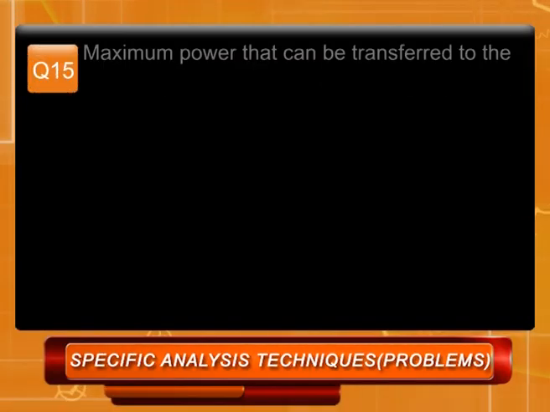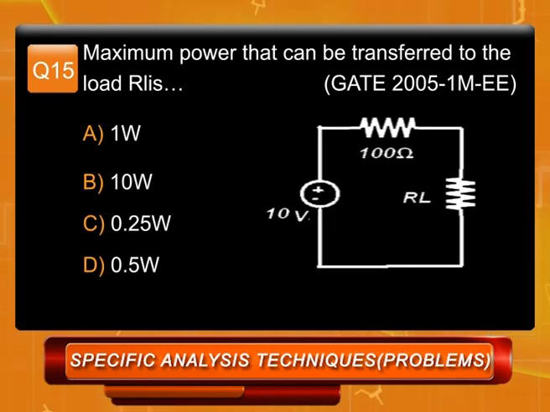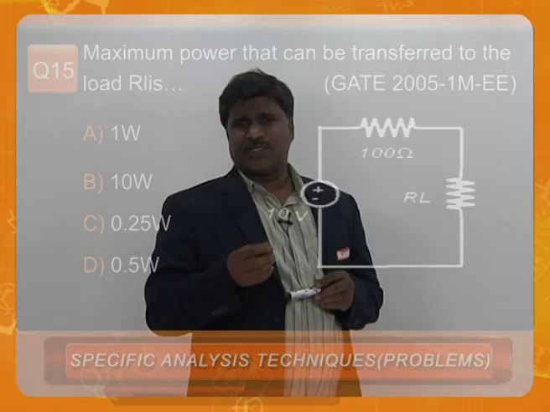Right. Maximum power that can be transferred to the load RL, we need to calculate the power. So far, we have been calculating the impedance for maximum power. If the circuit is big, they can ask you only for impedance. But now you see the circuit is small, therefore, they are directly asking the power involved.